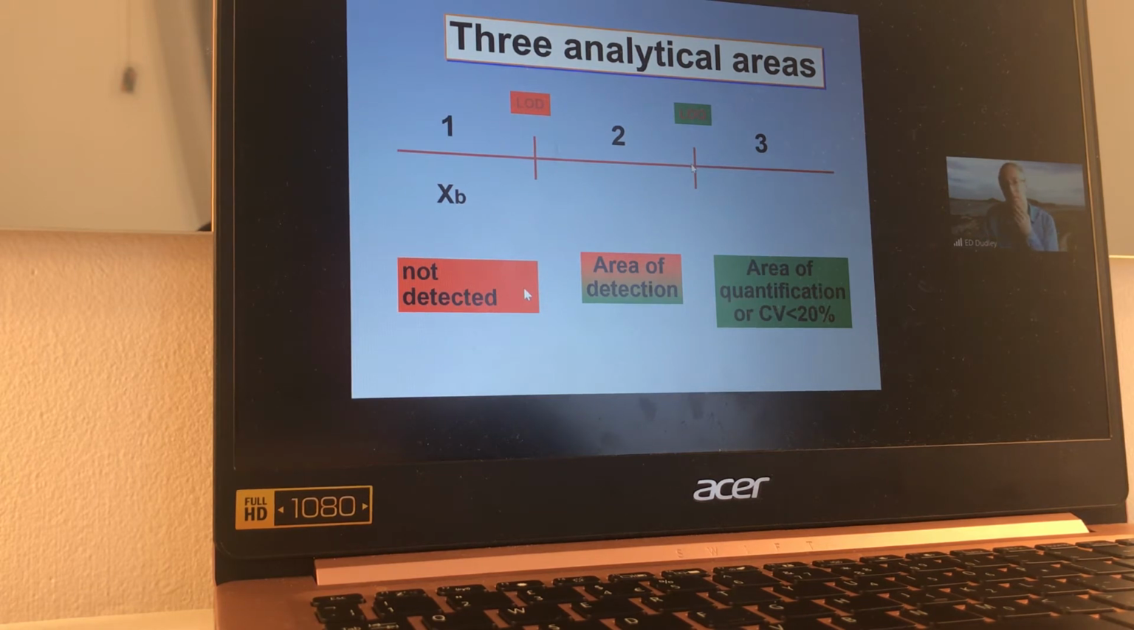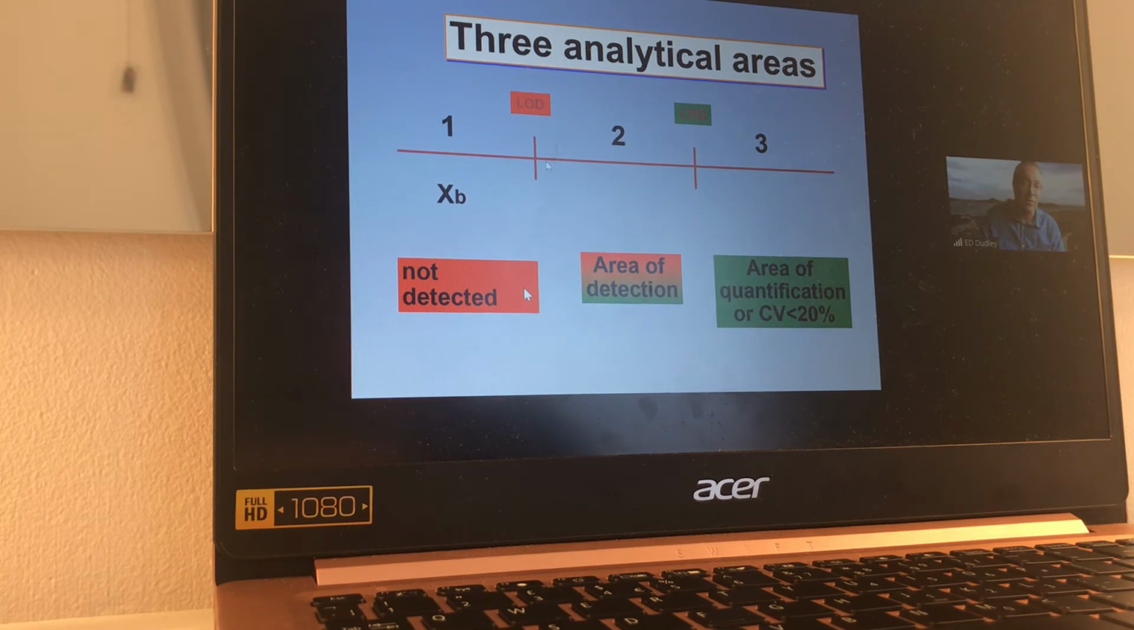But you can see an absorbance change. It's just that the absorbance change is too variable. The CV is greater than 20%. It might be 25%, 50%. So you've got too much variation in the data, but you can still see an absorbance change. And this gives you an area of detection. So you can detect that phenylalanine is present in the sample, but you can't accurately quantify it.